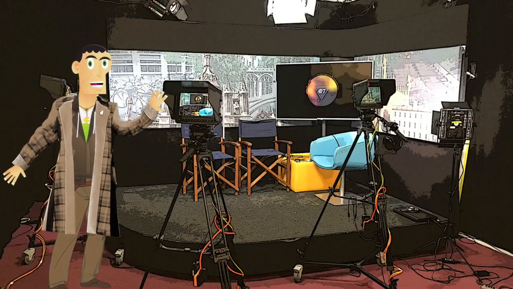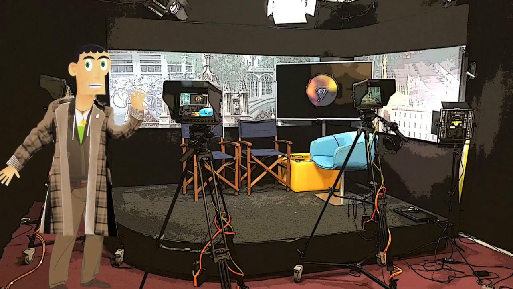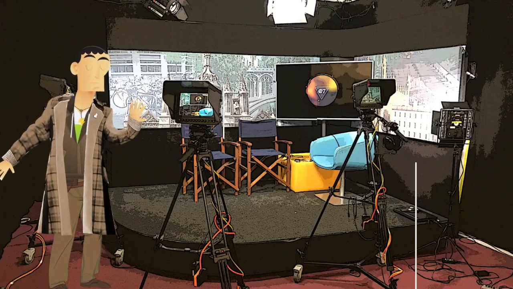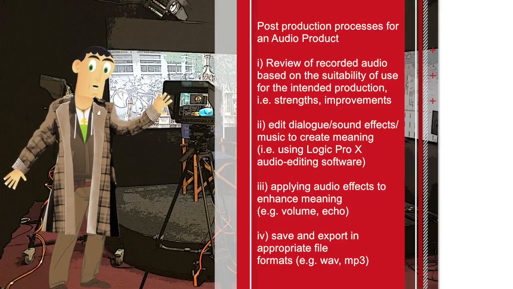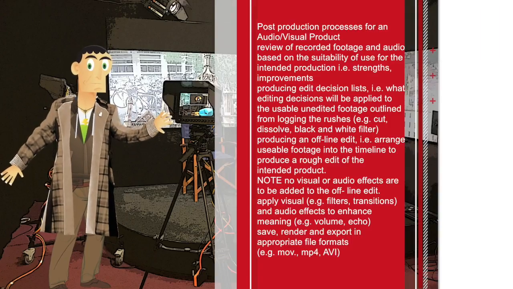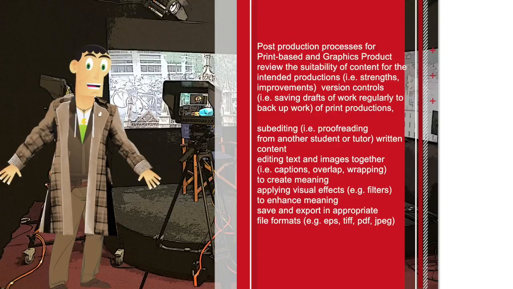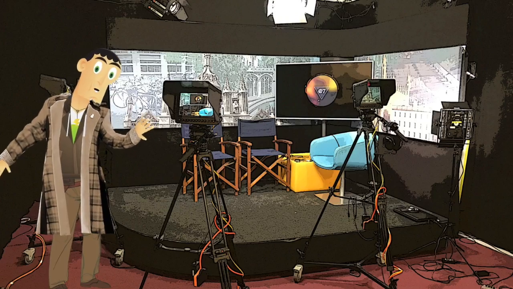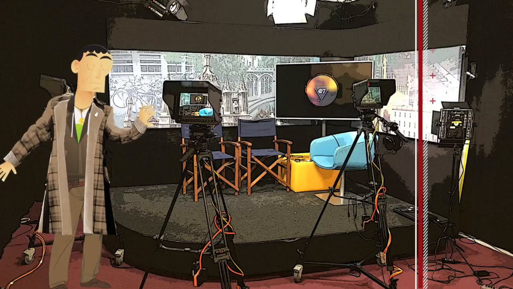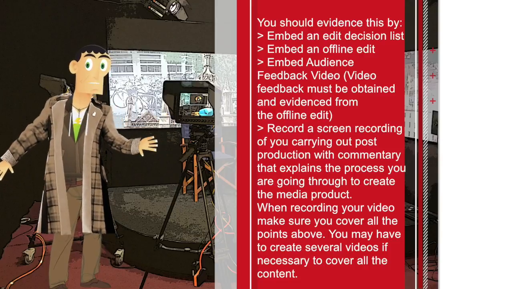You are required to carry out the editing, and then you're going to review the suitability of your editing and your production materials. So for audio products, this is what you must cover. This is what you cover for audiovisual products, and this is what you cover for print-based products. So what you've got to do is embed an edit decision list, which pictures or video or piece of audio you're going to use and why. Embed your finished offline edit. Embed audience feedback video. This feedback video must be obtained as evidence from the offline edit.